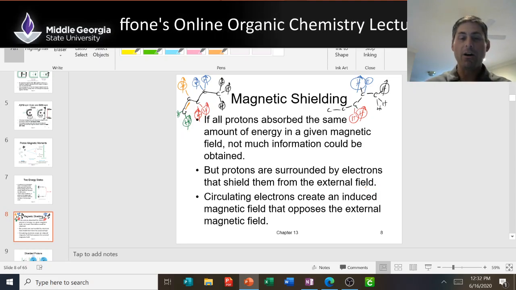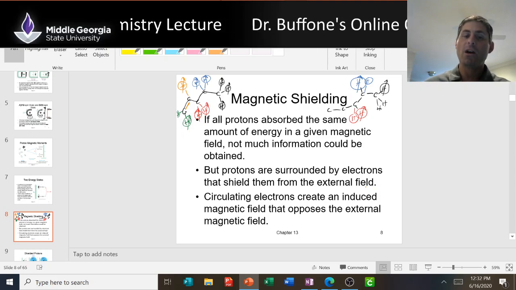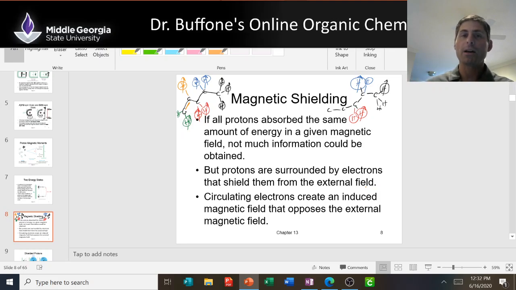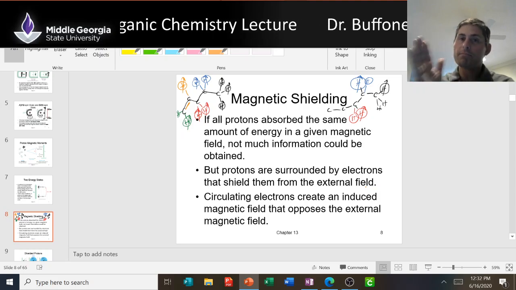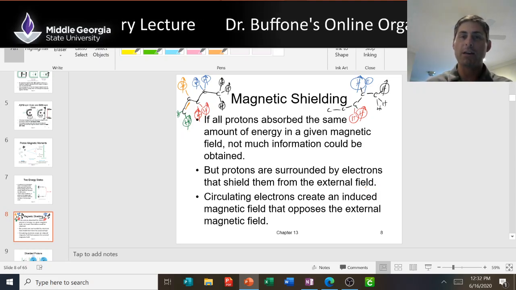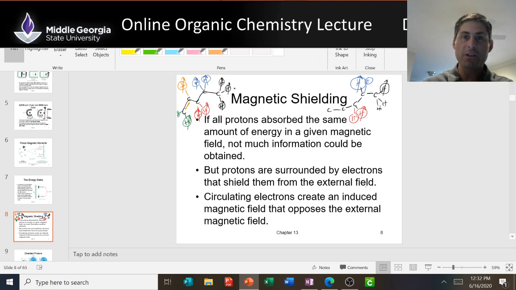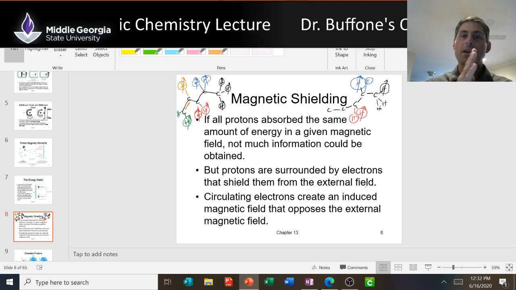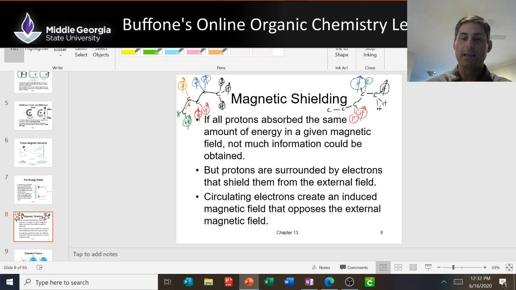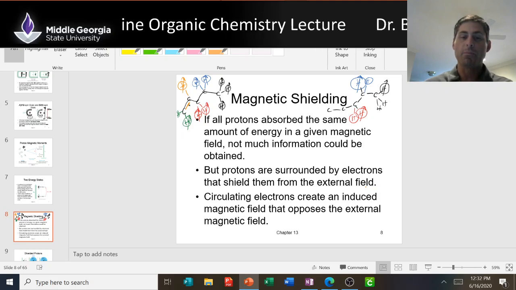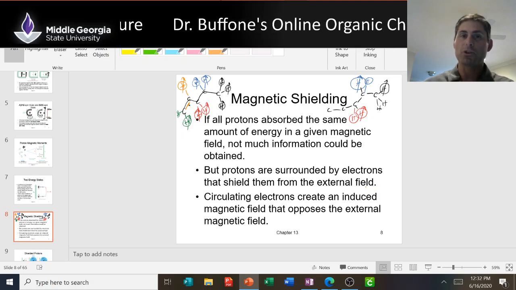And remember in IR, the CH of an alkane versus the CH of an alkene are different. In NMR, same deal. The CH of an alkane will show up in different locations in the NMR spectrum compared to the CH of an alkene. So alkane CHs have different values, shift values, we'll call them, than alkene CHs. Because of this different shielding, we get information about the structure.